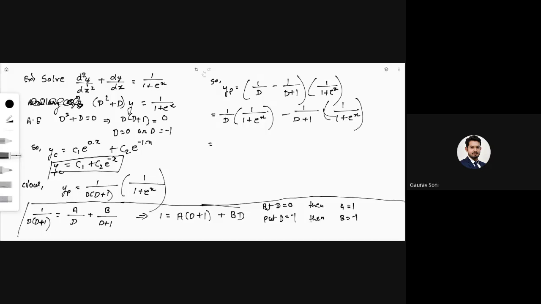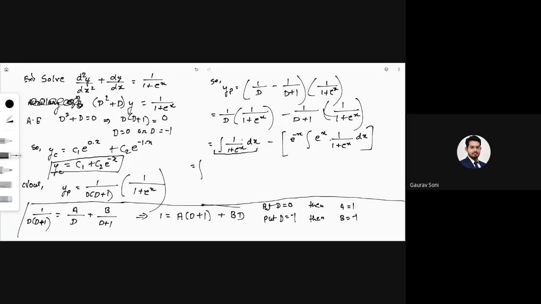So 1 upon d in bracket 1 upon 1 plus e to the power x will become integration of 1 upon 1 plus e to the power x dx minus 1 upon d plus 1. We will use the rule e to the power minus x integration e to the power x into 1 upon 1 plus e to the power x dx. Now integrating this is a bit difficult task. Not actually difficult, but you just have to adjust the denominator and numerator.